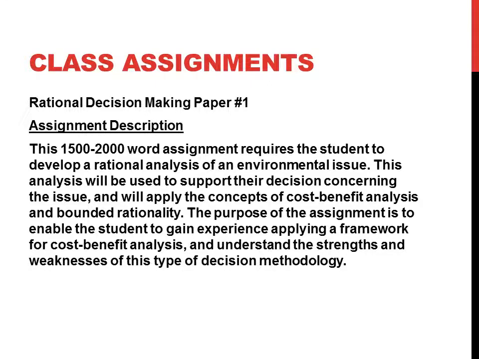The first assignment is our rational decision-making paper. This is a 1,500 to 2,000 word paper. We are going to do an analysis, a rational analysis of an environmental issue. And this analysis is going to be used to support your decision concerning the issue, whether you're for it or against it. And you're going to apply cost-benefit analysis and bounded rationality. The purpose of this assignment is to give you some experience in applying a cost-benefit analysis framework and to understand what this framework does, what it doesn't do, and its strengths and weaknesses.